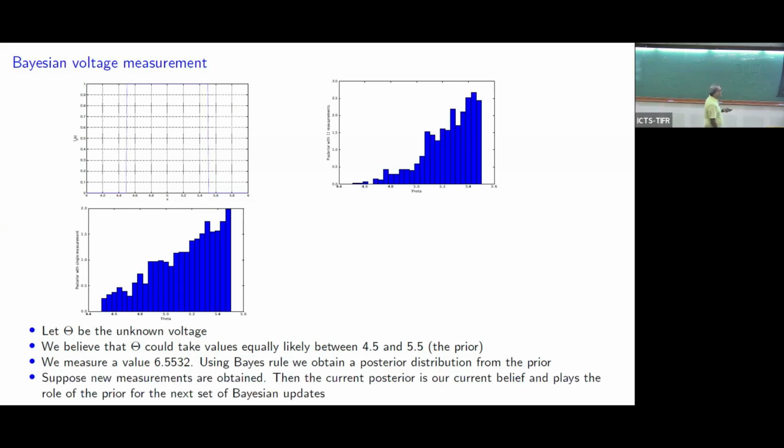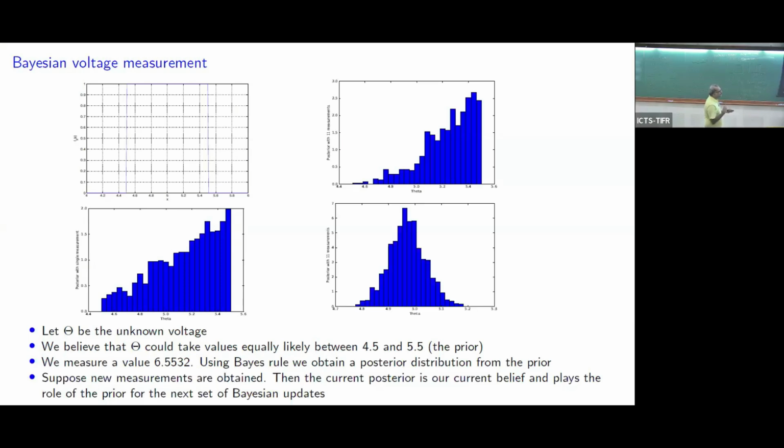When you get additional values, your posterior will keep changing. And finally, when you collect enough data, your posterior might end up looking something like this. So this is the core object that you get after the Bayesian inference procedure. You get the posterior distribution, from which you can say something about what that voltage source's value would be.